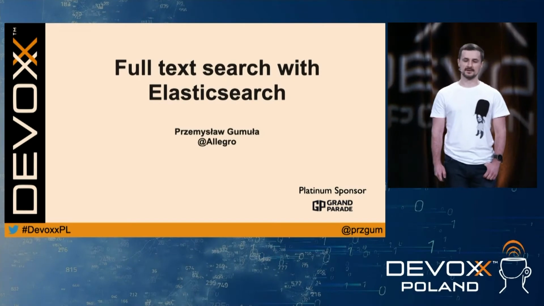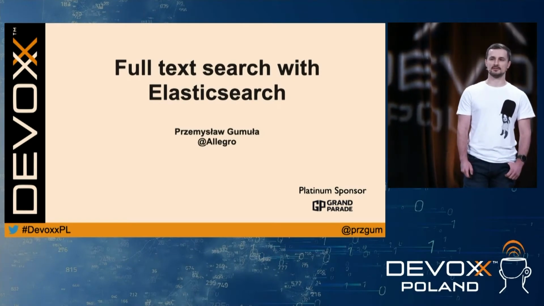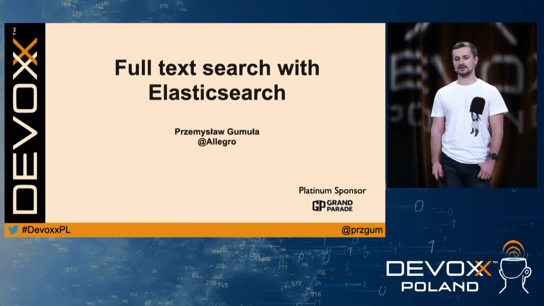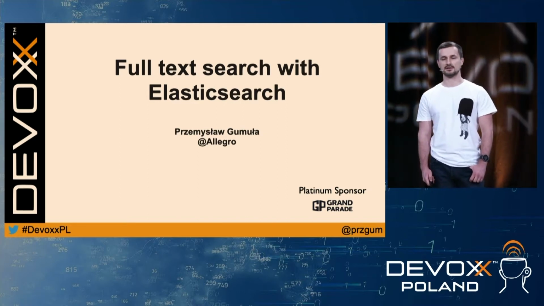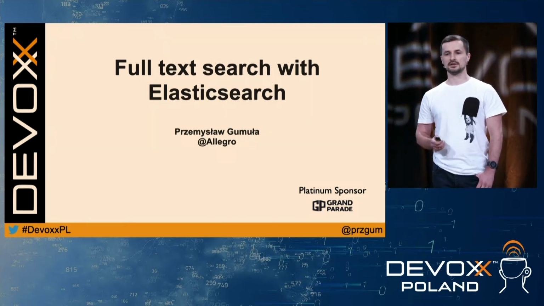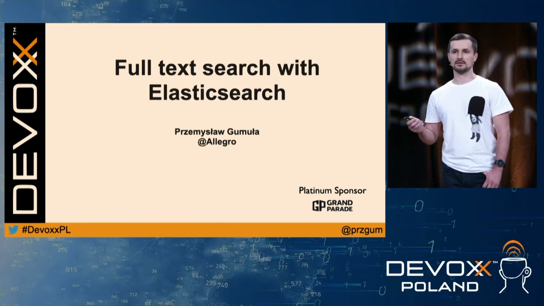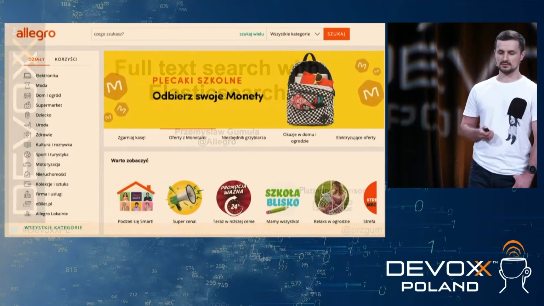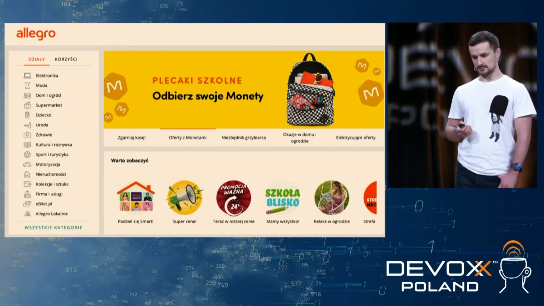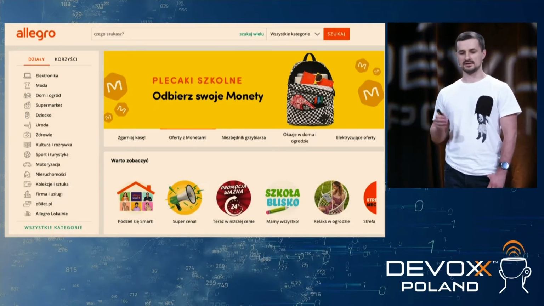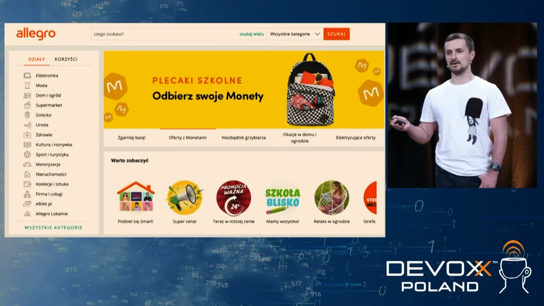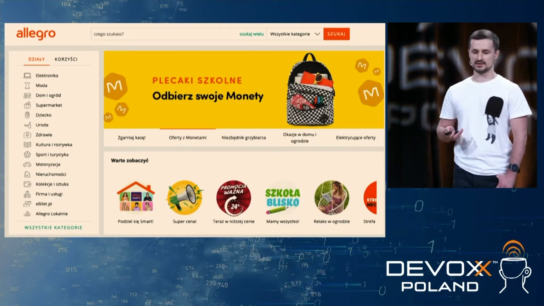Hi everyone, my name is Przemek and I'm going to talk about full text search with Elasticsearch. I work at Allegro, so I'm going to use Allegro as an example. So let's start with a question. What is this? Obviously it's the Allegro web page.